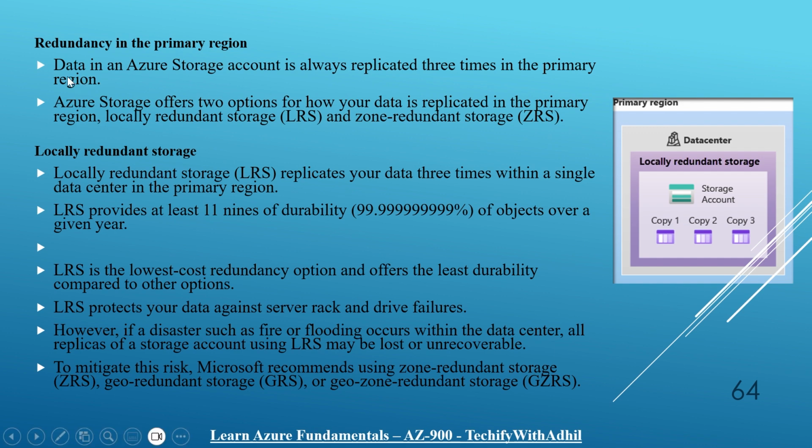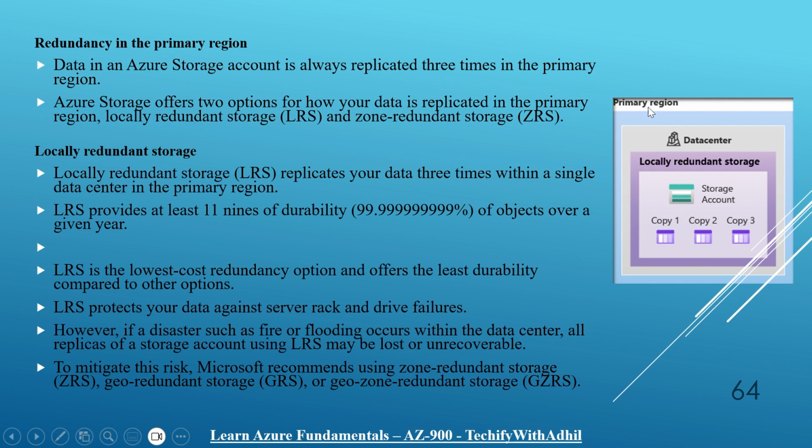Okay, so the redundancy in the primary region. Data in the Azure Storage account is always replicated 3 times in the primary region. Azure Storage offers 2 options for how your data is replicated in the primary region. The first is locally redundant storage, LRS, and the second is ZRS, zone redundant storage.